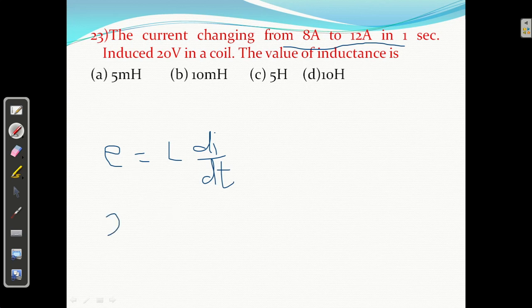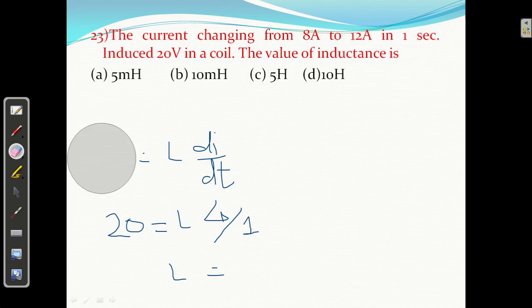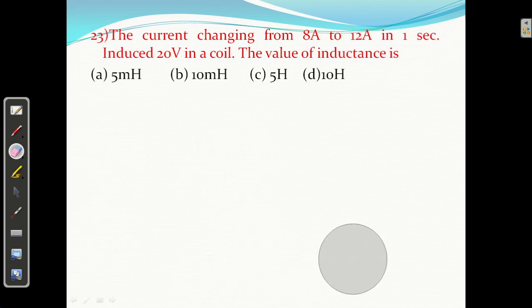How many volts is being induced? 20. E equals inductance, and we are asking for L. What is di? 8 to 12, that means 4. Change of current from 8 ampere to 12 ampere is 4. And dt is what? In 1 second. So L is equal to 20 upon 4, which is 5. So L equal to 5 Henry. That is the correct answer. C is the correct answer, right? So it is 5 Henry. Okay.